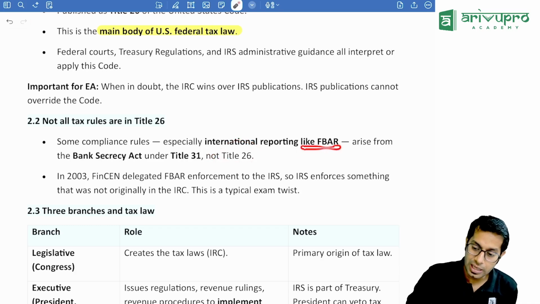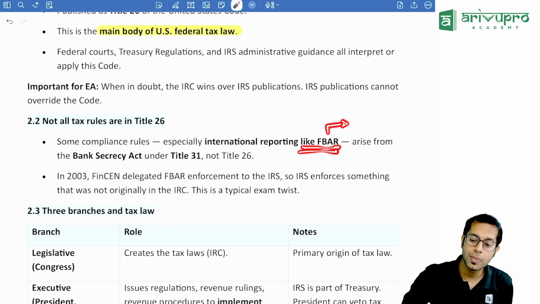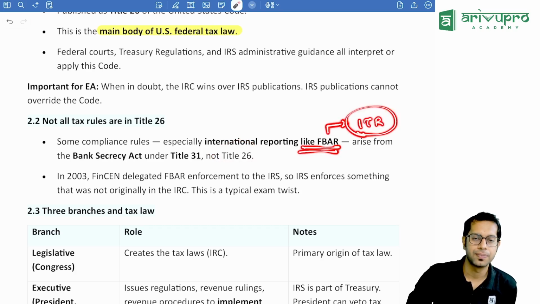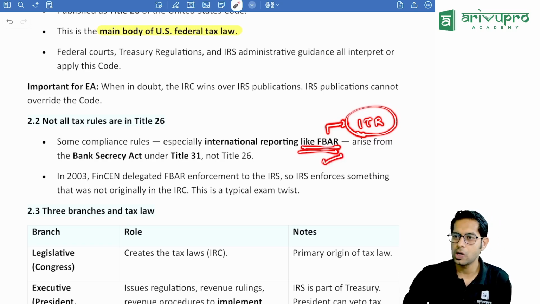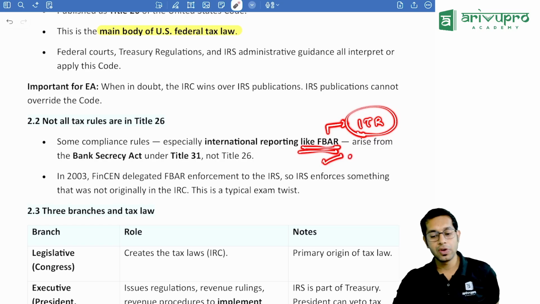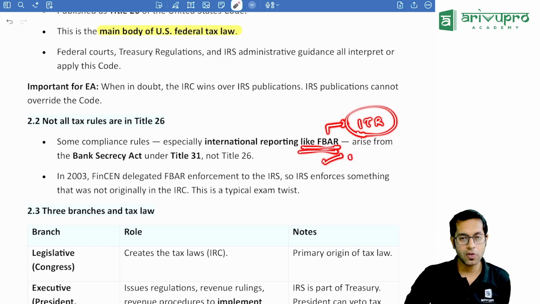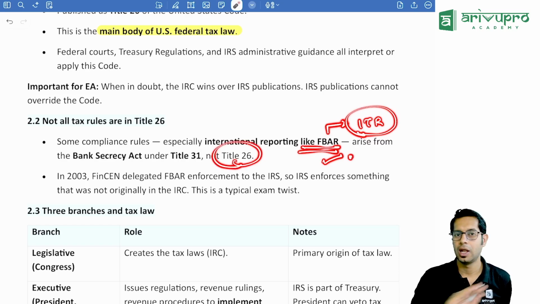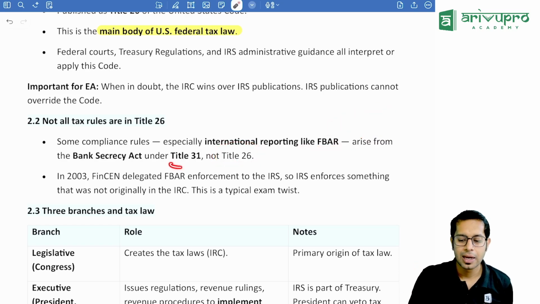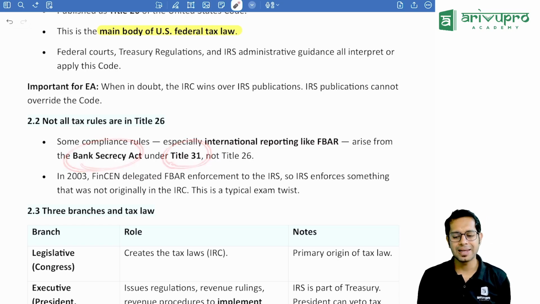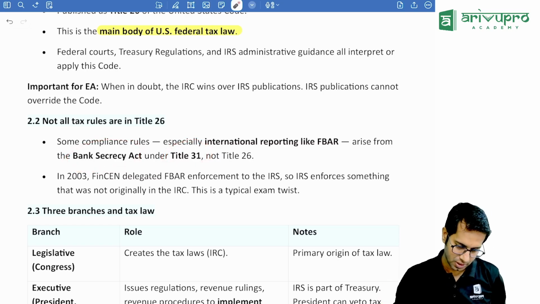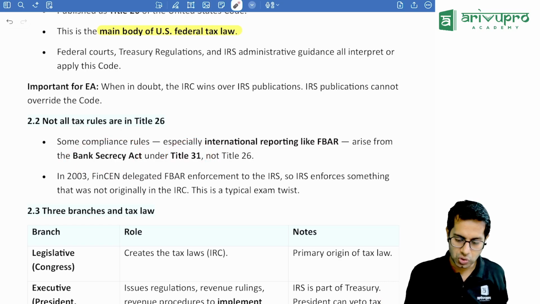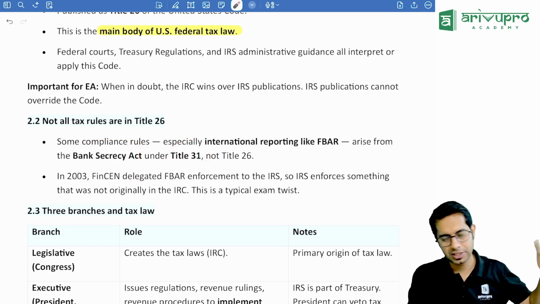Now this reporting is required to be done while filing your income tax return. Whether you have a bank account in a foreign country or not, this reporting is required to be done when you are filing your tax returns. So because you are filing your tax return, is this reporting given in title number 26? Lawmaker says no. This is given in title number 31 of the Bank Secrecy Act. Similarly, there are other points also which we have discussed in part 1.